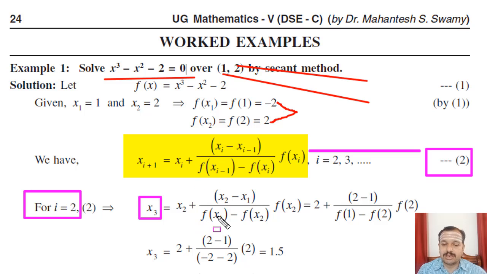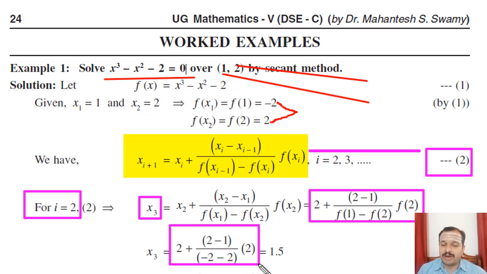Please look at this. Here it is x2 minus x1 in the numerator, whereas in the denominator it is f of x1 minus f of x2, into f of x2. So this is the formula we have written as far as x2 and x3 are concerned. And now let us substitute their values. x2 is in our hand, x1 is in our hand, f of x1 we have computed, f of x2 we have computed. Let us substitute each one of them, and if you simplify the right hand side, the value of x3 turns out to be 1.5. So this is the first value we have obtained.